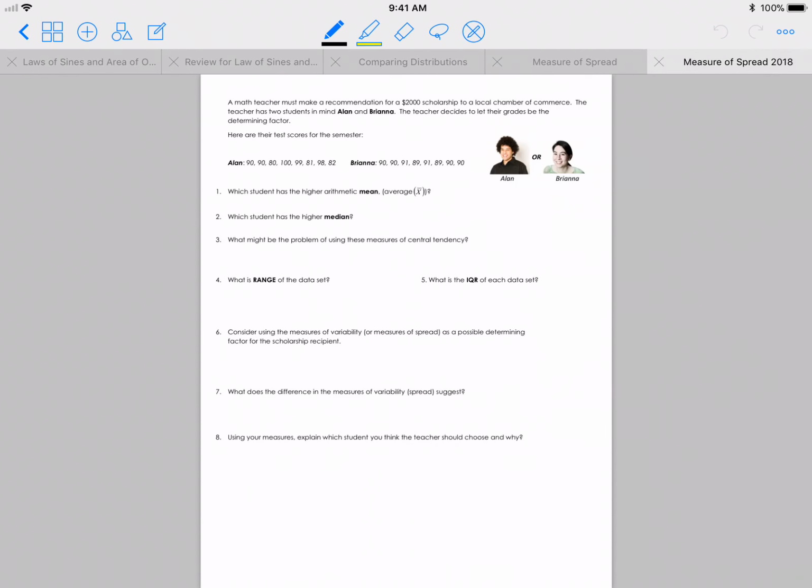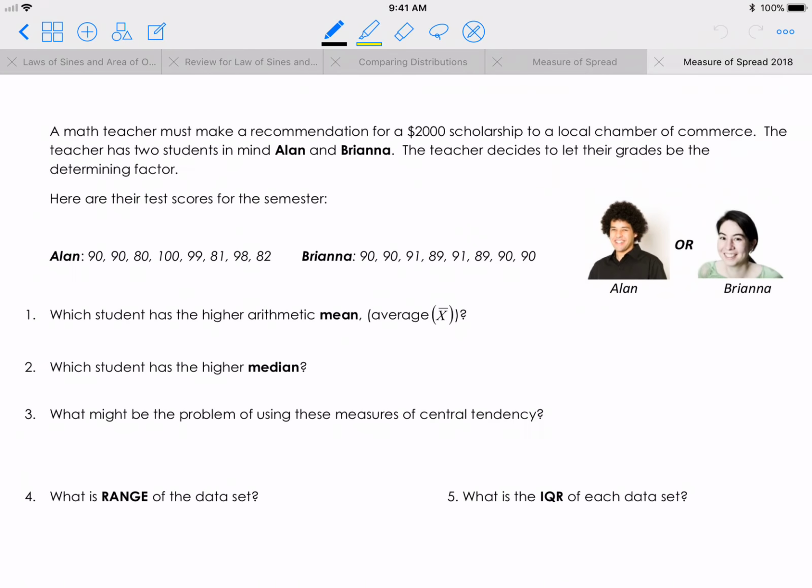All right, flip over. All right, so this says a math teacher must make a recommendation for a $2,000 scholarship to a local chamber of commerce. The teacher has 2 students in mind, Alan and Brianna. The teacher decides to let their grades be a determining factor. So here are their test scores for this semester. Alan: 90, 90, 80, 100, 99, 81, 98, 82. Brianna has a 90, 90, 91, 89, 91, 89, 90, and 90.